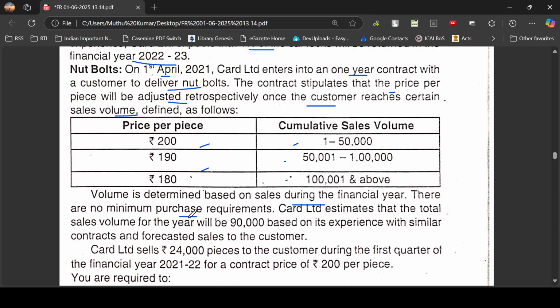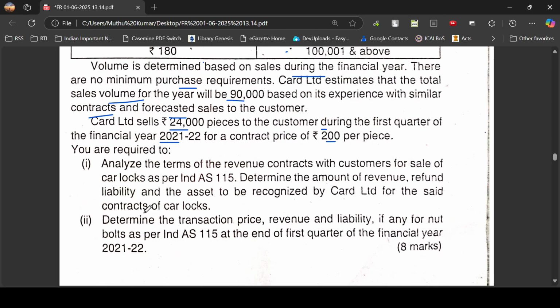Car Limited estimates that the total sale volume for the year is 90,000, based on experience with similar contracts and the forecast of sales to the customer. Car Limited sells 24,000 pieces to the customer during the first quarter of financial year 24, and the contract price is 200 per piece. You are required to analyze the terms of the revenue contract with the customer for the sale of car locks in Ind AS 115, and determine the amount of revenue, refund liability and asset to be recognized.